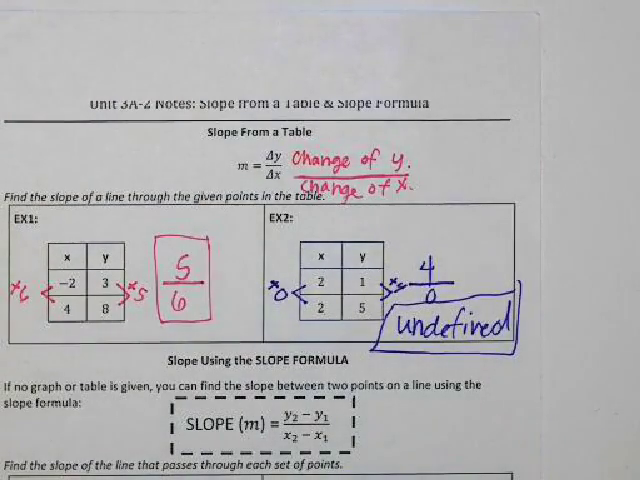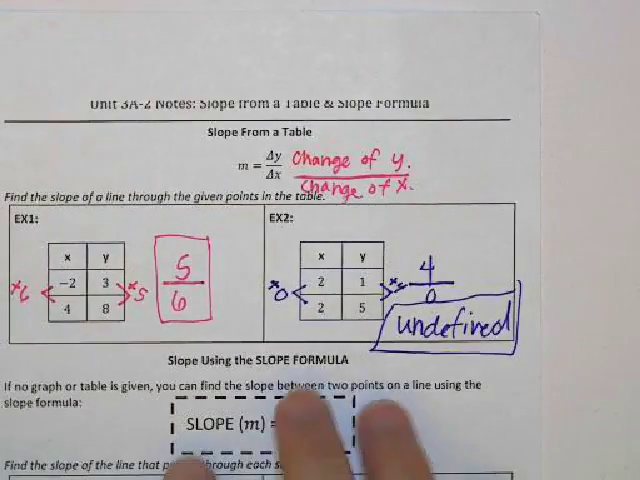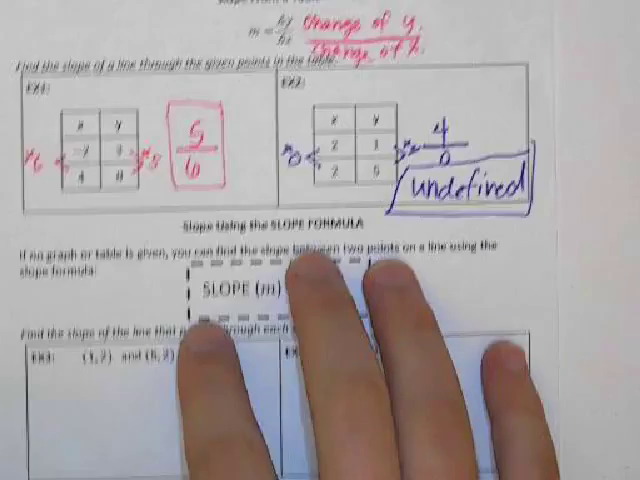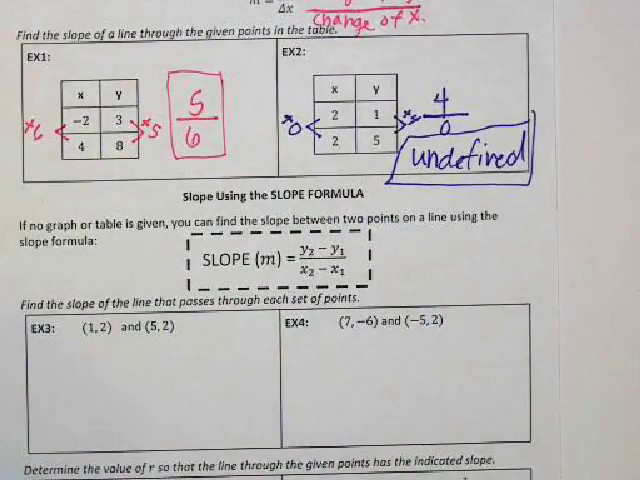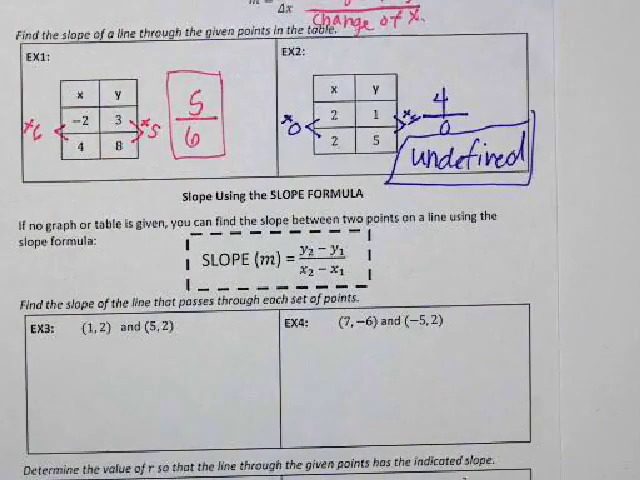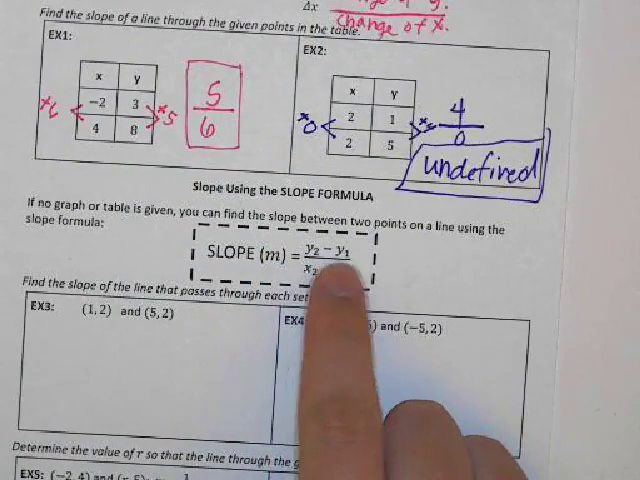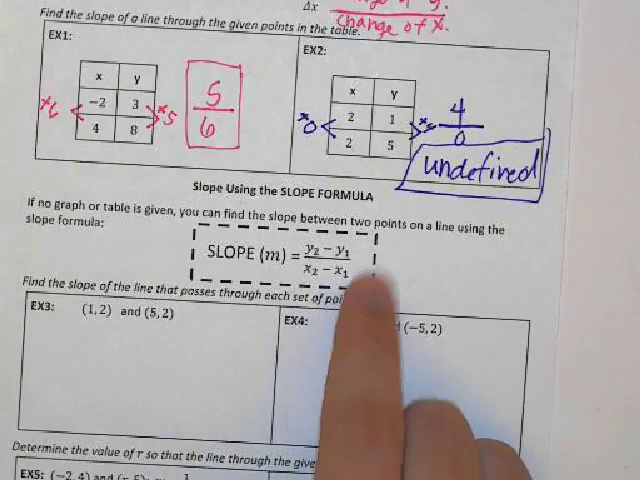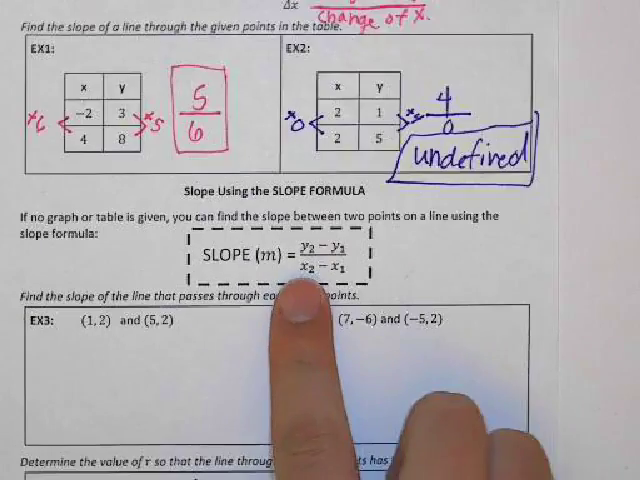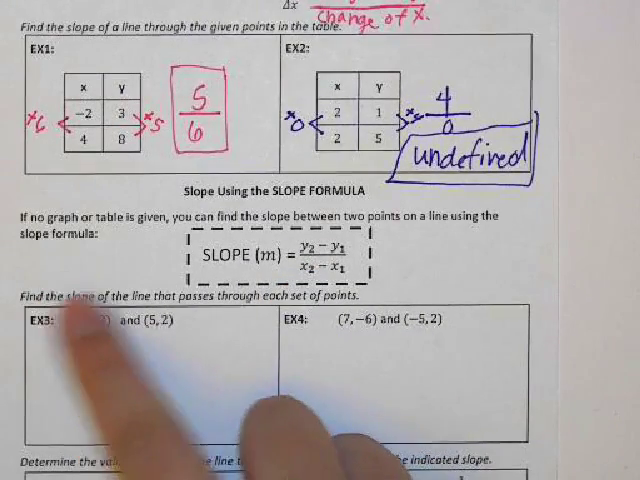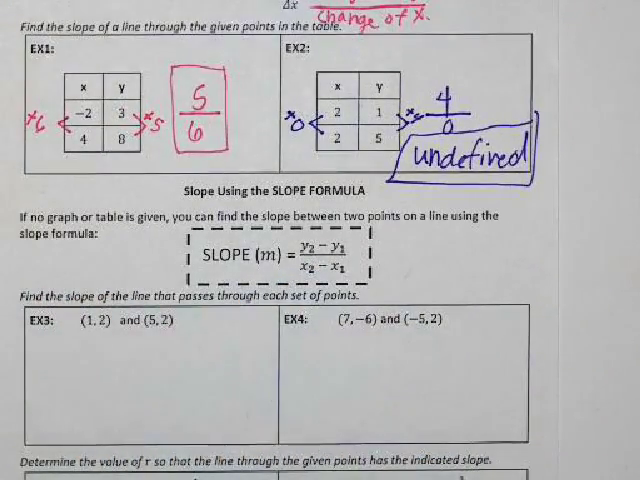Okay, questions on how to find slope from the table? Change of y over change of x. Okay, slope formula. If you don't have a graph and you don't have a table, you can find the slope between 2 points on a line using slope formula. So slope equals y2 minus y1 over x2 minus x1. Have you all ever talked about this before? Yeah. Okay, so find the slope of a line that passes through each set of points.